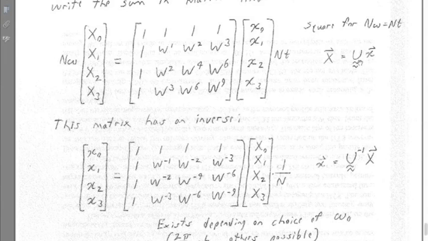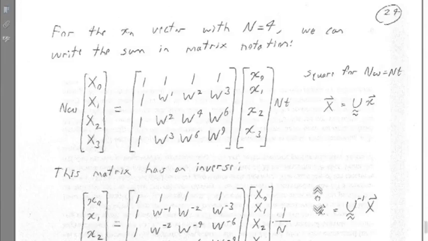We have column vector x, and column vector X, the Fourier transform of x. We have this matrix of W's, which we'll call U, and I put two squiggles under it to mean it's a matrix, which I'll eventually drop. And U inverse, which is defined right here, is the inverse of the matrix and gives the inverse Fourier transform. Okay, so that's the notation.